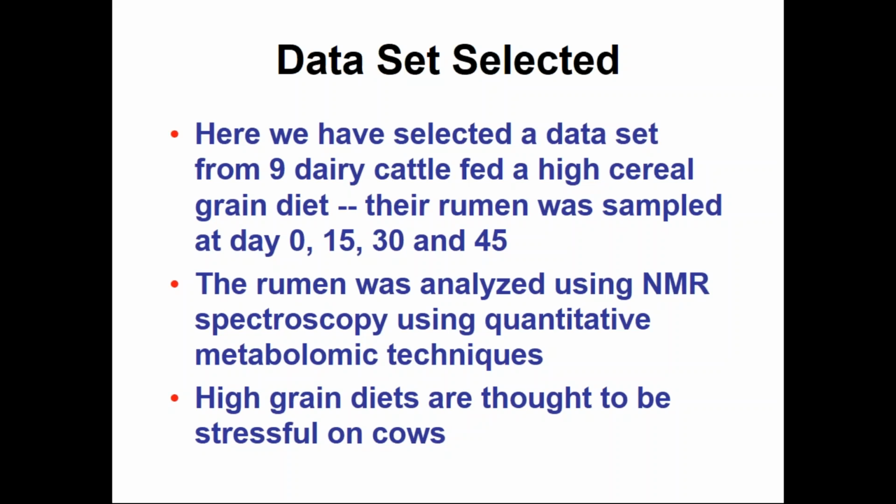In this case, we're taking the rumen fluid from the cattle, and we used NMR spectroscopy to measure about 45, 50 metabolites. The reason this study was done is because it is known that high-grain diets, which are common in Canada for cattle, can be problematic, whereas grass diets generally are better for the health of cows.